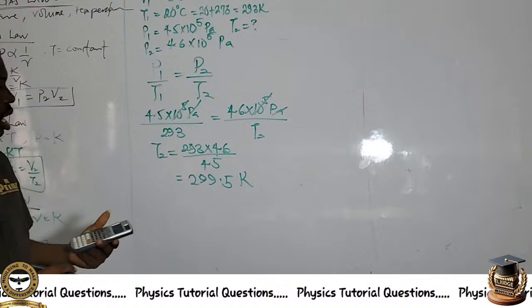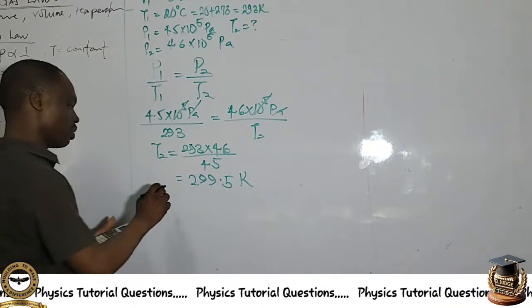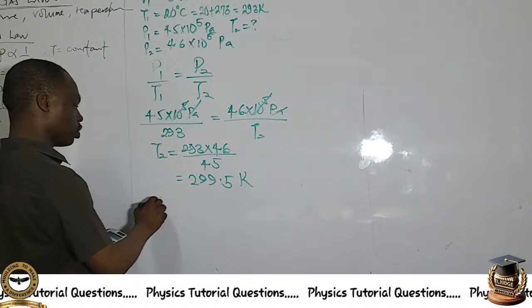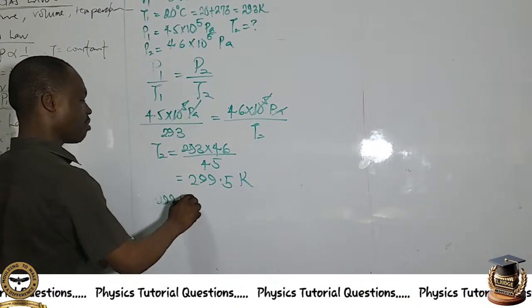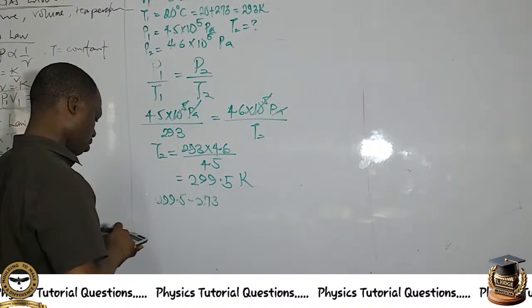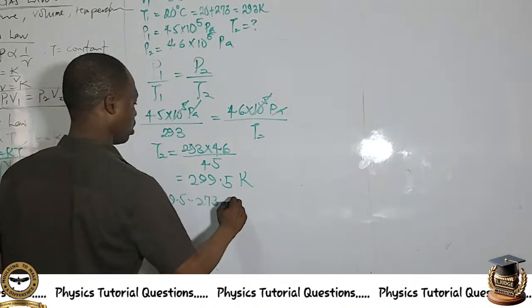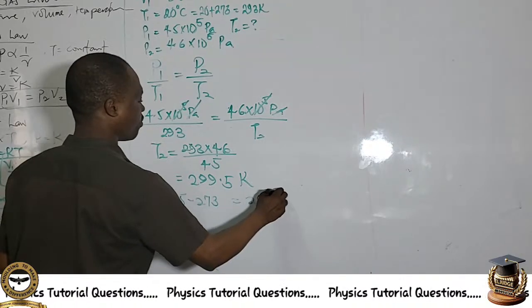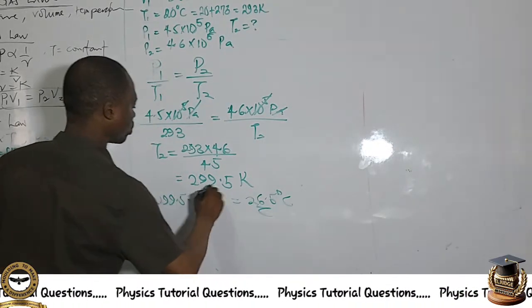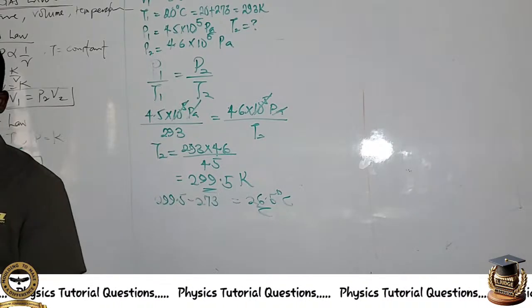299.5 Kelvin. And if you're going to convert this to degrees Celsius, you're going to subtract 273. So 299.5 minus 273 gives us 26.5 degrees Celsius. So these are the equivalent temperatures in Kelvin and degrees Celsius.